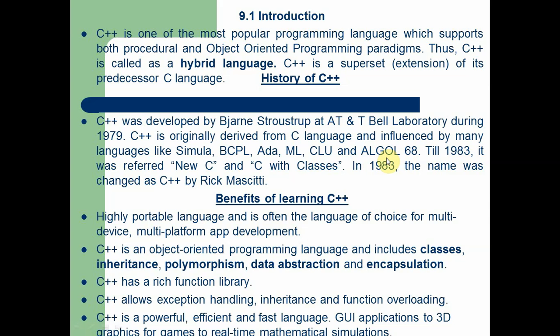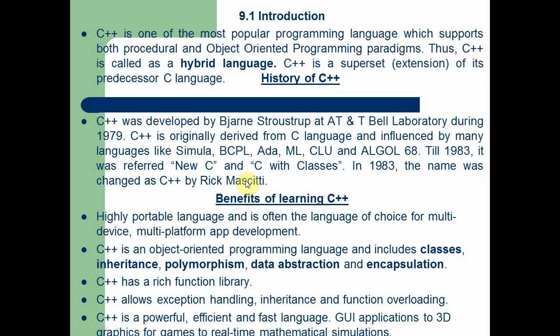Till 1983, it was referred to as New C. Actually, C++ was first named New C and C with classes. There are two names referred till 1983, but it was invented in 1979. So for approximately 4 years, the name of the language was New C and C with classes. But in 1983, the name was changed to C++ by Rick Mascitti. So he is the person who coined the name C++.